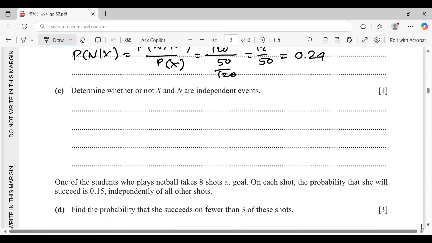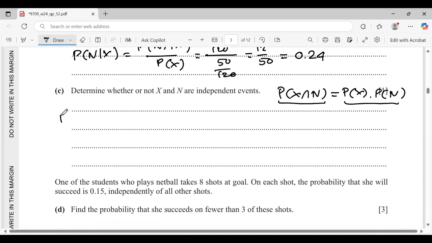Next question, C. Determine whether or not X and N are independent events. Two events X and N are independent if the probability of X intersection N equals the probability of X times the probability of N. This is the condition for events X and N to be independent of one another. Now let's calculate both sides and compare.